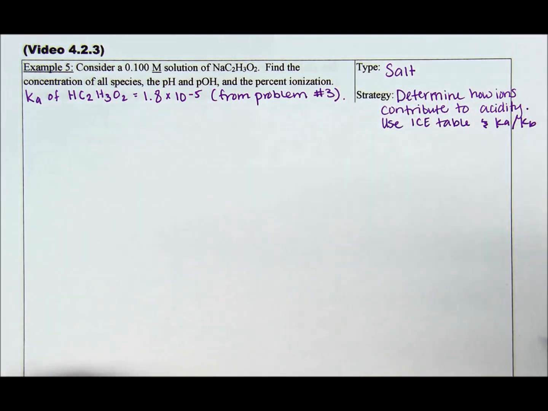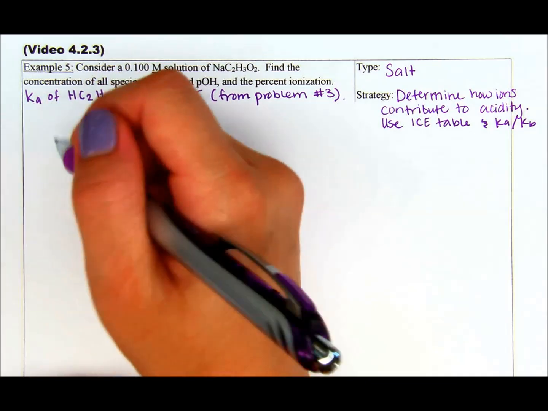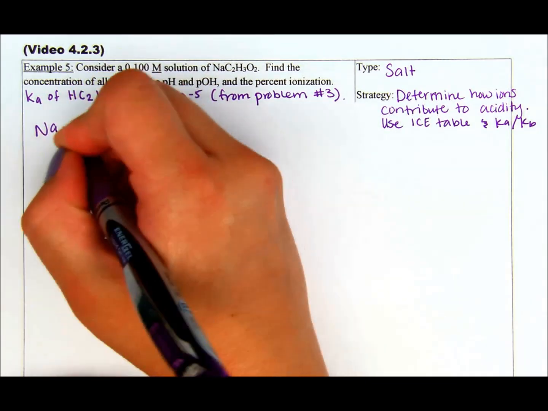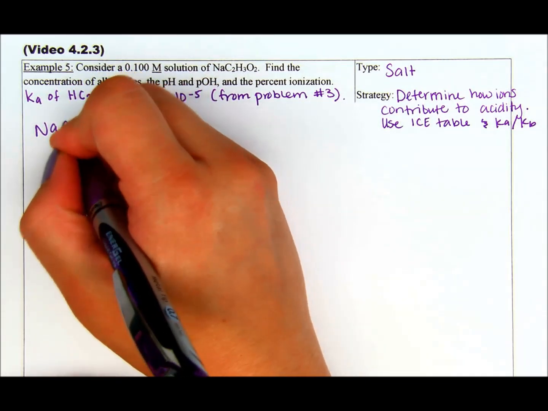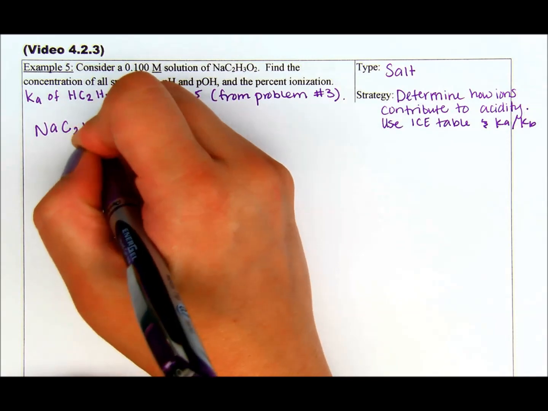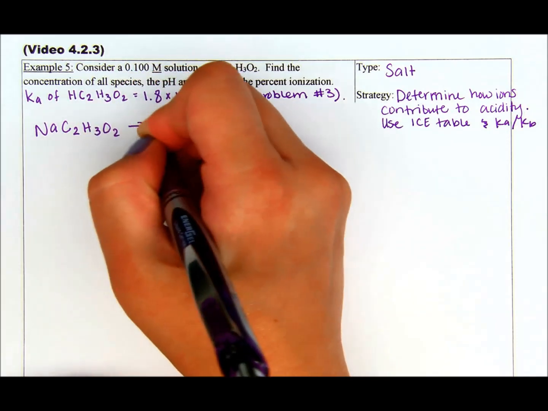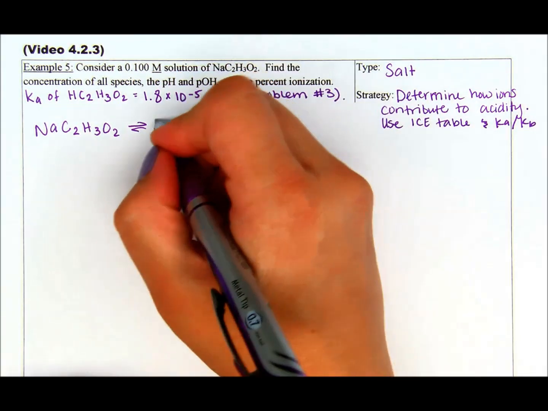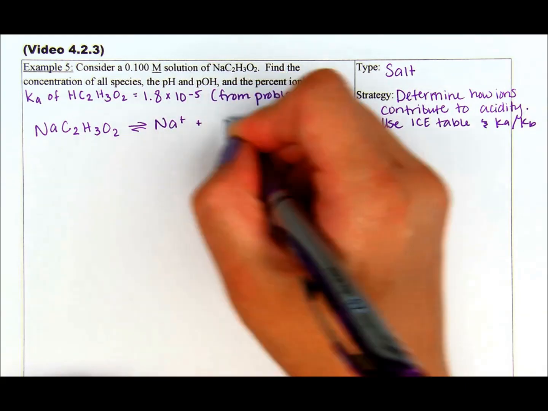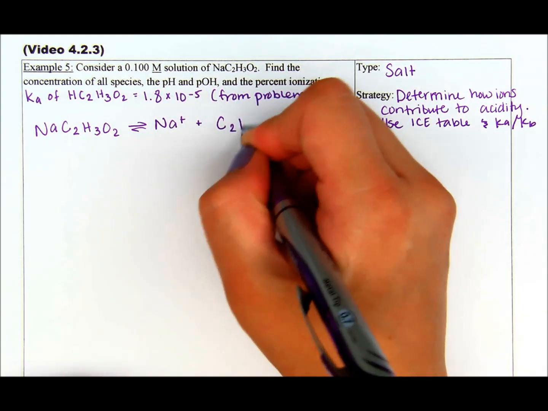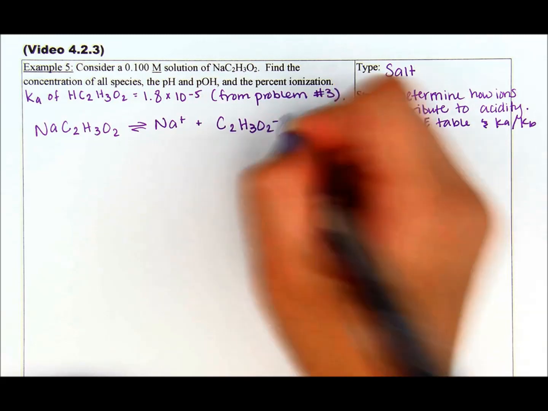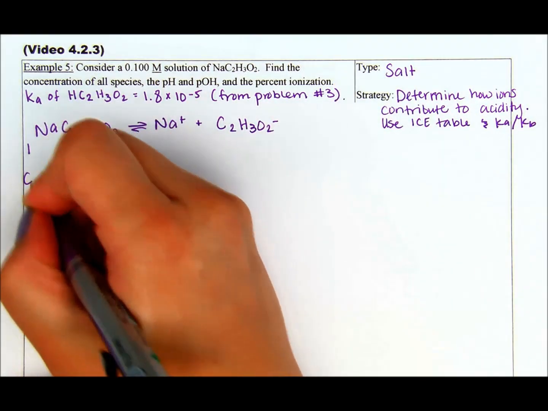First thing we always need to do, of course, is to write our equation. So we have sodium acetate, NaC2H3O2, goes two ways. This is going to be an equilibrium. Sodium plus your acetate anion. And then ICE.